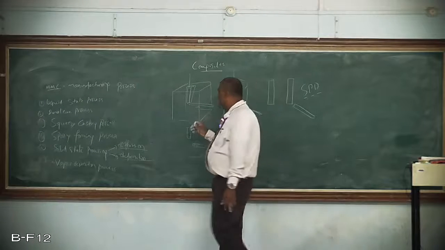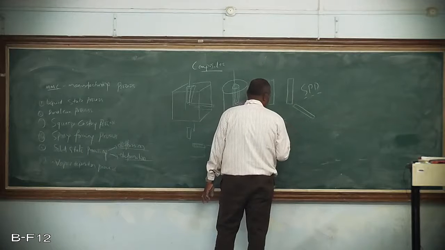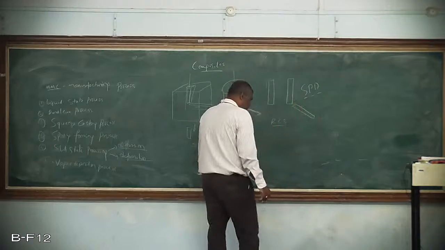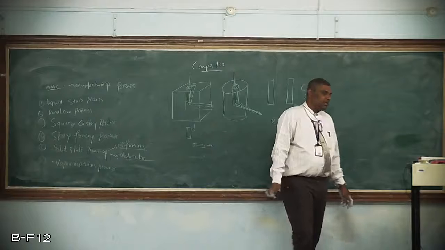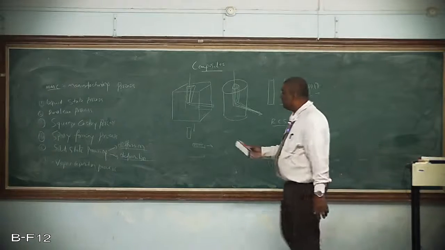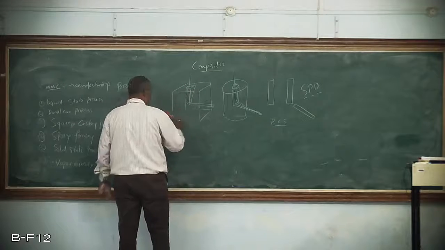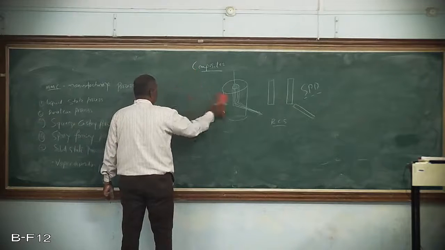Similarly, you have the RCS, repetitive corrugation system. Okay, SPD. So like this, there are many techniques which are used for improving the strength of these metal matrix composites, and these are nothing but deformation processes.